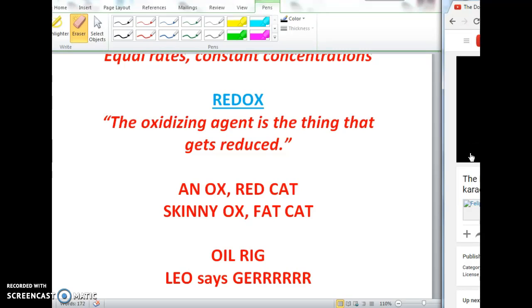The oxidizing agent is the thing that gets reduced. The oxidizing agent is the thing that gets reduced. The oxidizing agent is the thing that gets reduced.